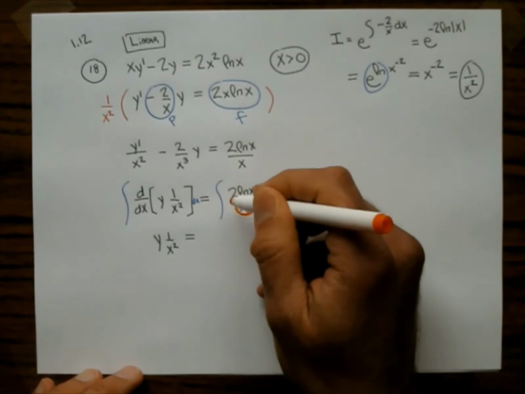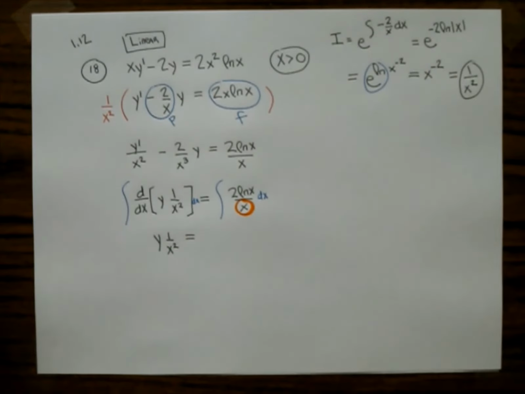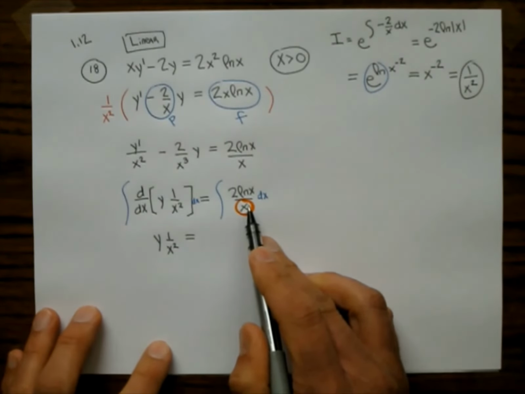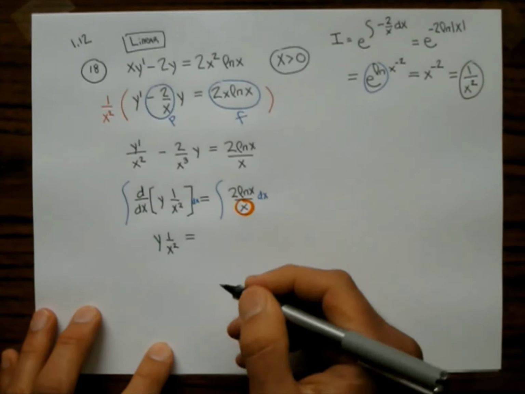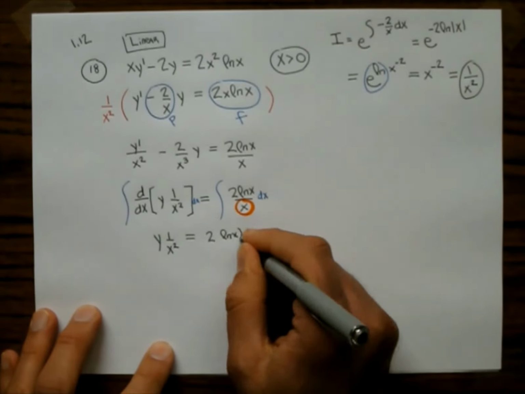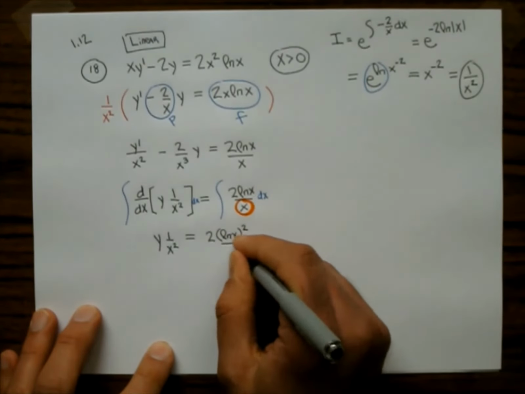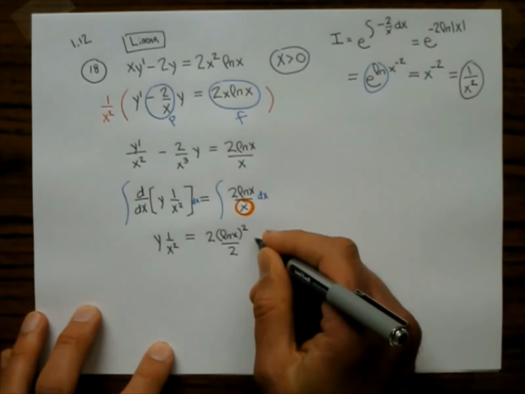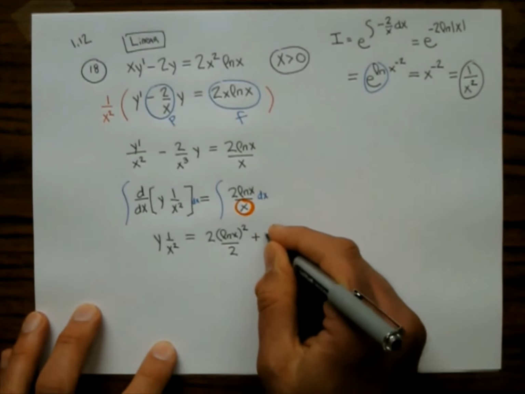You have 1 on the top, x on the bottom. That's going to disappear. I'm doing the eyeball u substitution method. You could say u equals ln x. In any case, you're going to get 2 (ln x) squared over 2. And that x is going to disappear. And don't forget your plus c.